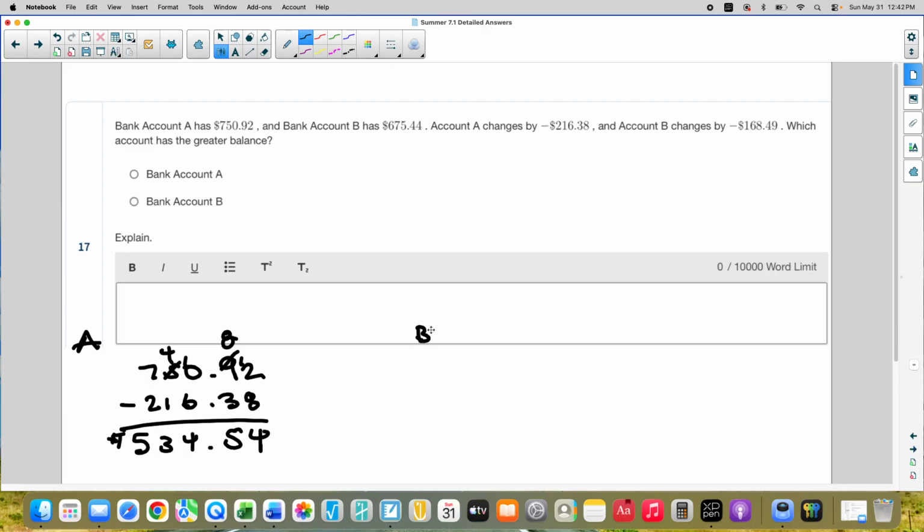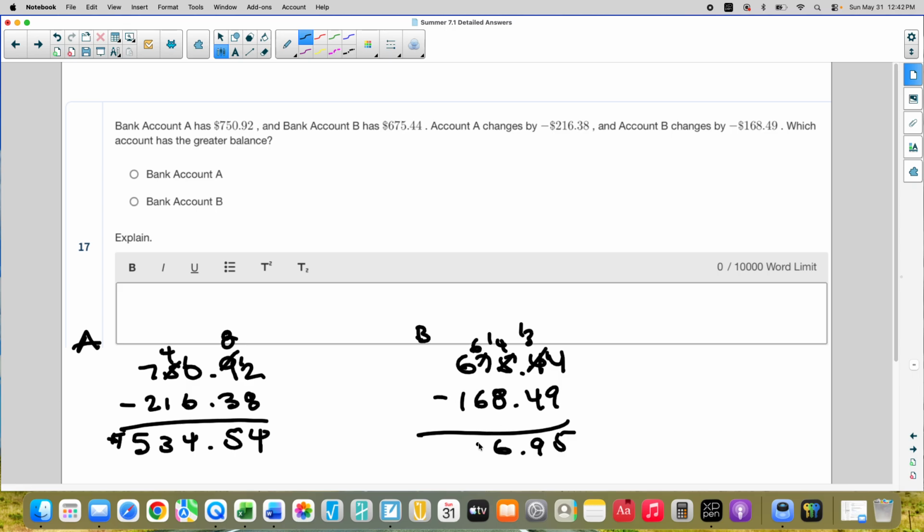$534.54. Account B starts with 675.44, and we're going to subtract 168.49. Got to borrow, gives us 5. Got to borrow, gives us 9. Got to borrow, gives us 6. 0, 5. B has 506. So which account has a greater balance? It has $534.54.